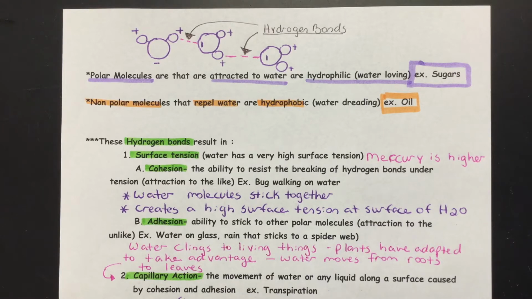Hydro meaning water, philic means they have affinity to. Non-polar molecules repel water; they hate it, they don't want to be near it, and they're not going to break down. They're water-dreading, such as oil. If you've ever heated a big pot of water, maybe making pasta, and put a little oil on top, that oil sticks together on top. It's not going to break down. That's said to be hydrophobic.